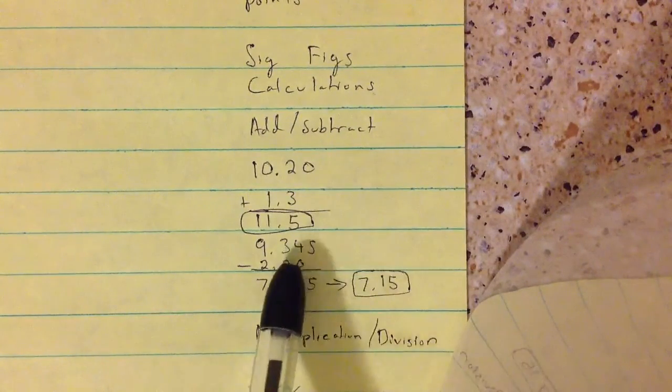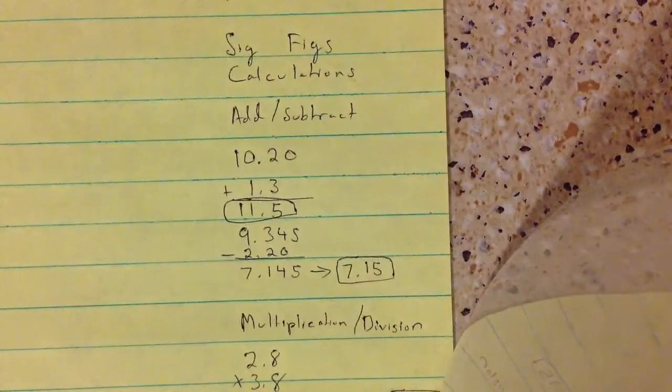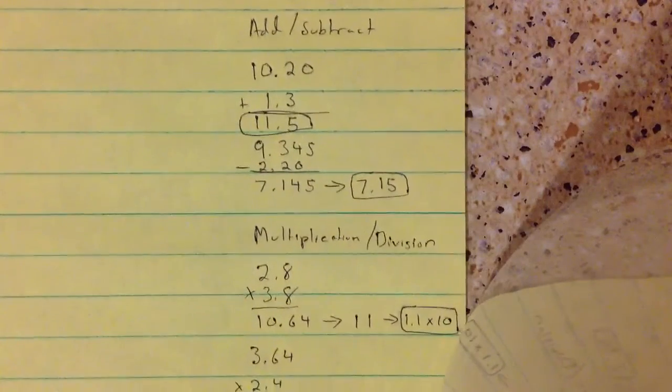And this has the same number. It has 2 numbers to the right of the decimal point. And I'll post a bunch of practice problems with that.